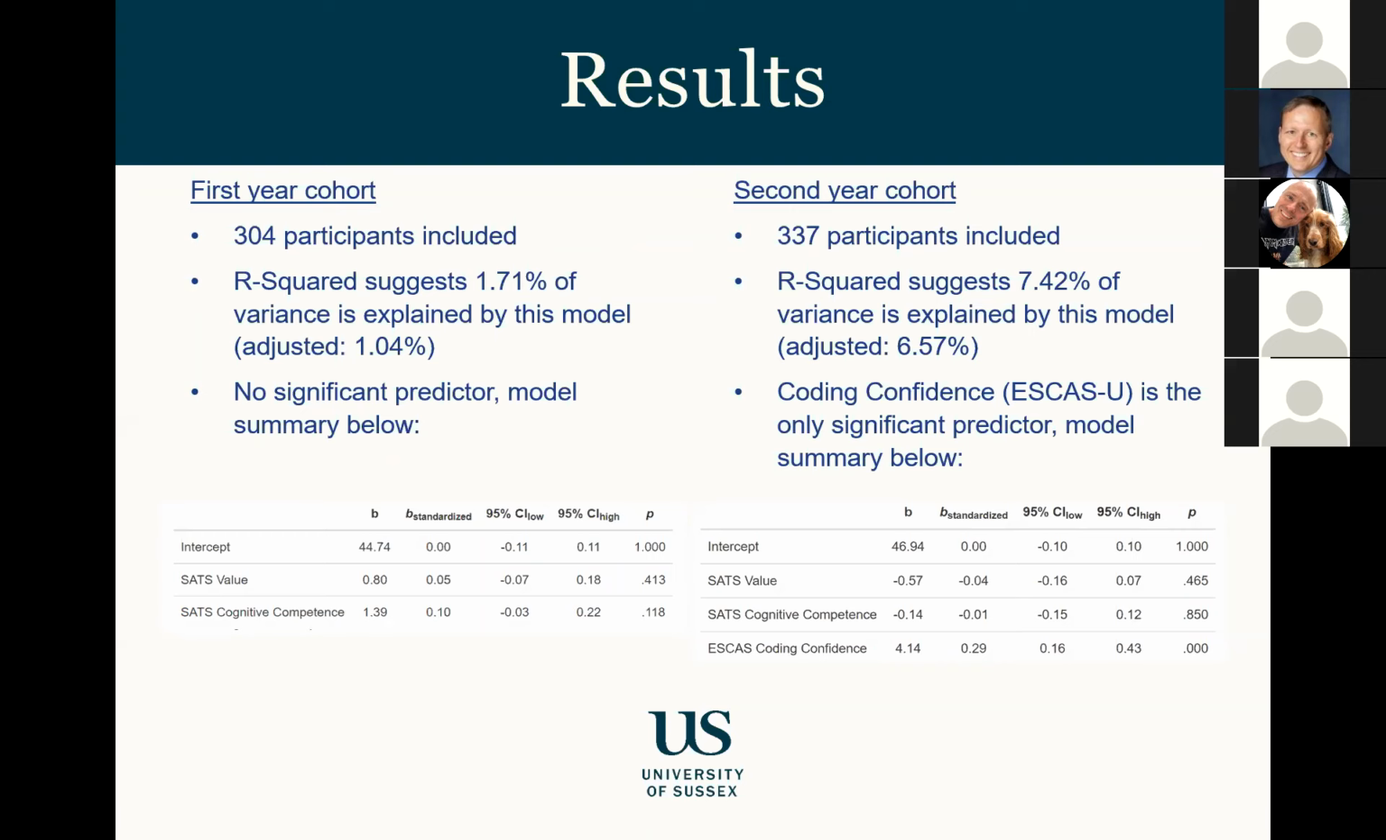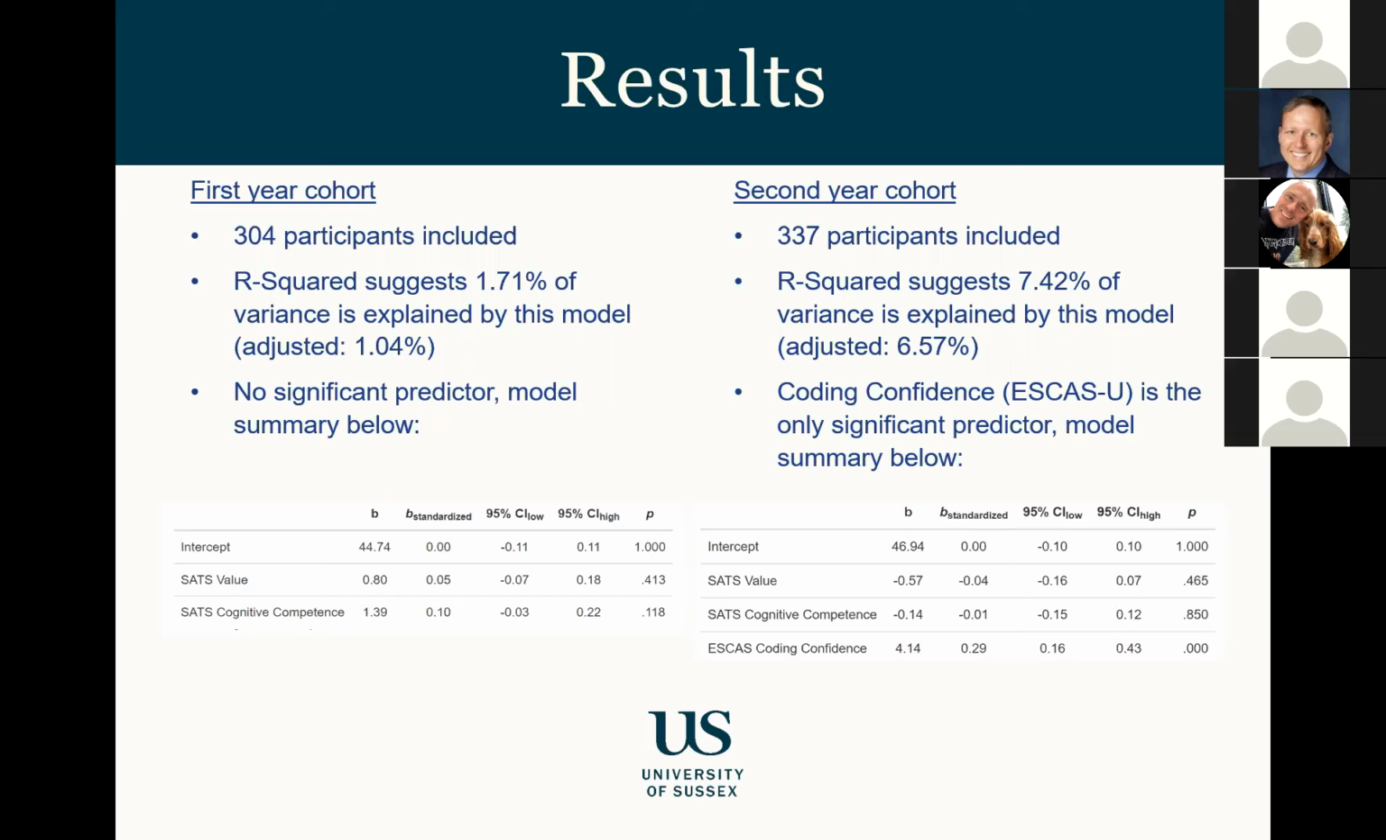We can see on this slide here. So on the left side, you can see the results from the first year cohort. We included 304 participants in the end, and the best model we have found was the one including the SATS value subscale and the one for cognitive competence. This analysis showed no significant impact on the TAP grade achieved other than the intercept. So there's no significant outcome here.